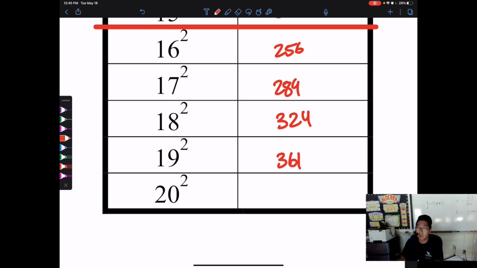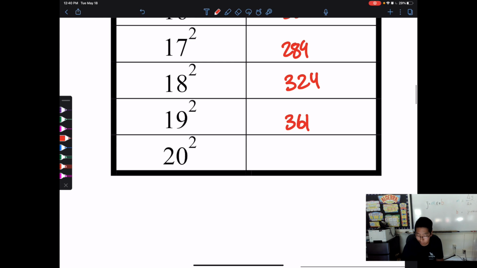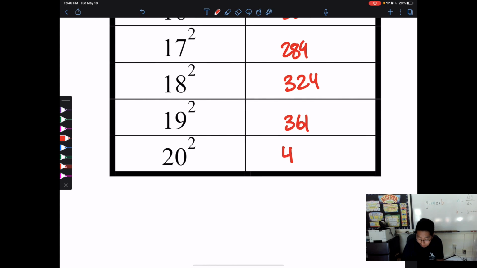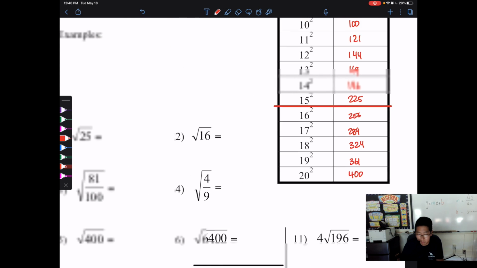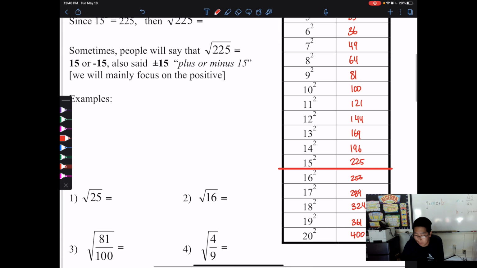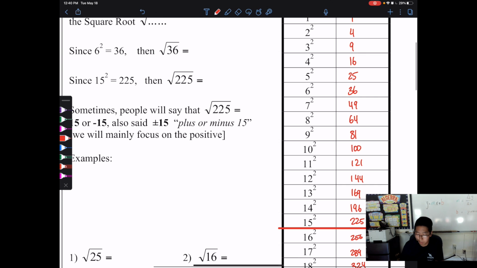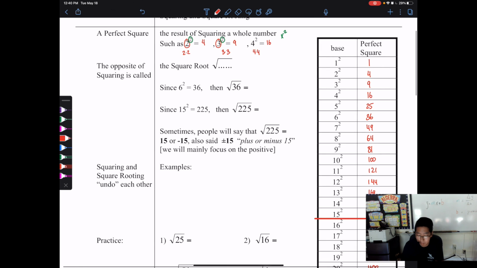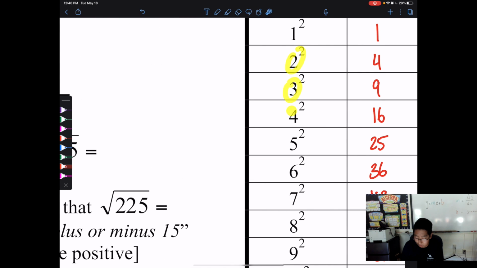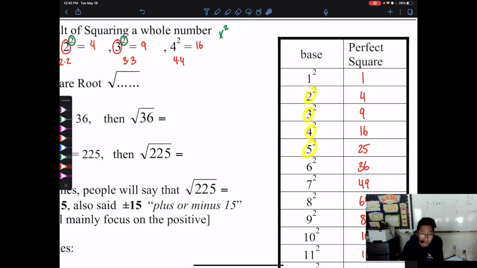Then 20 squared is 400. Hopefully me trying to mute the computer gave you enough time to write this down. Those are the perfect squares, when we take a whole number and multiply it by itself: 2 times 2, 3 times 3, 4 times 4, 5 times 5, and so on.